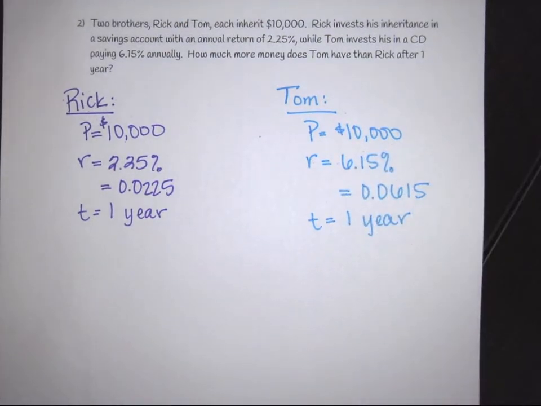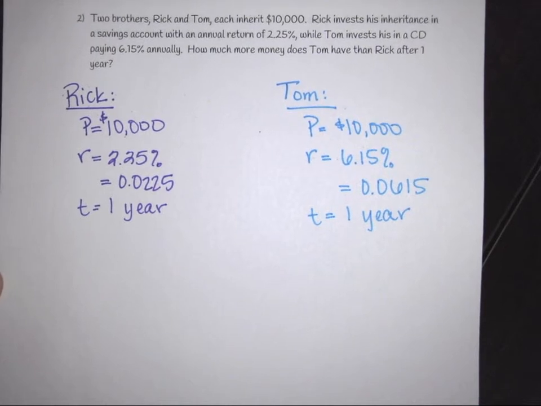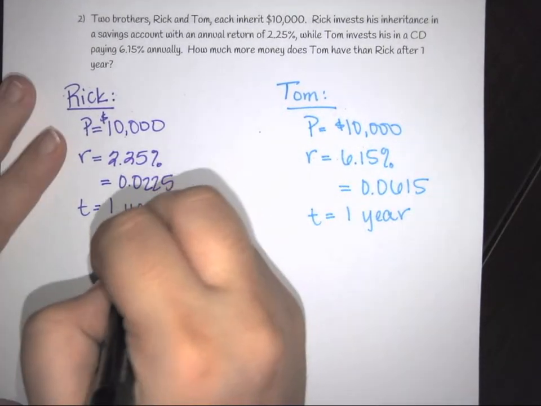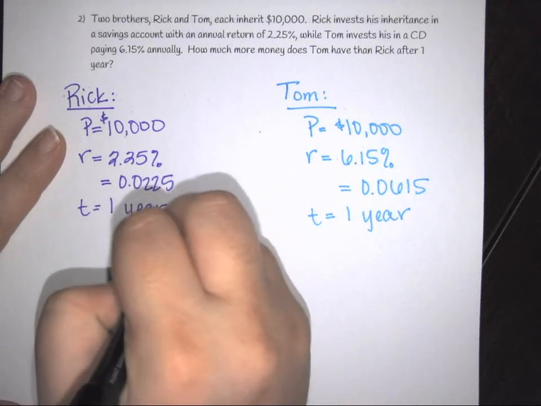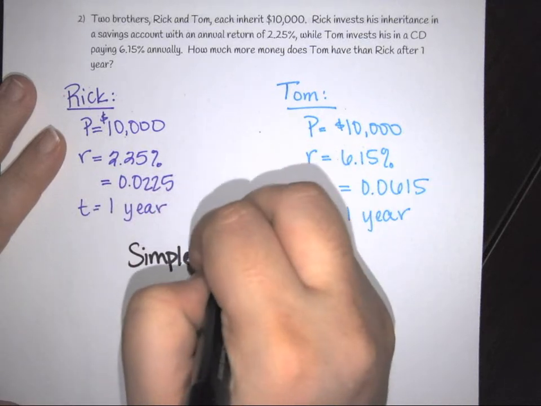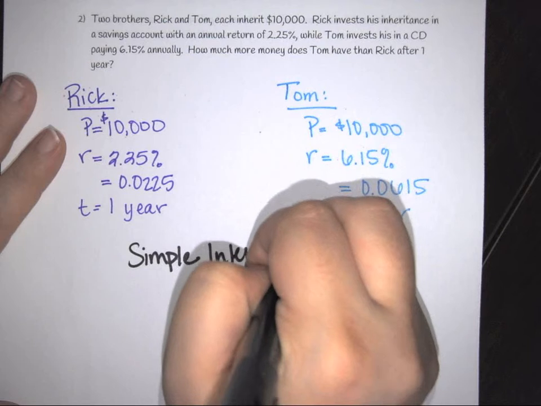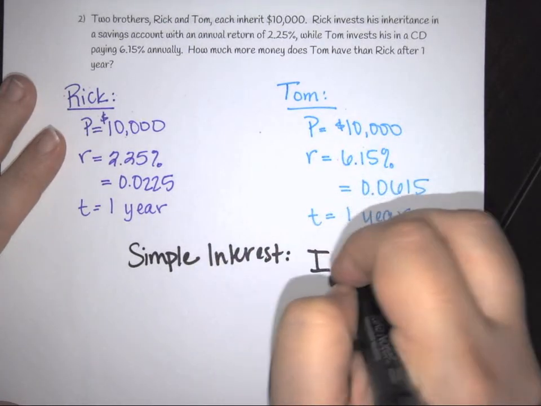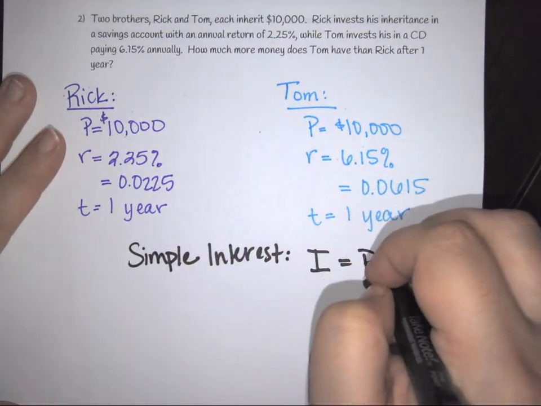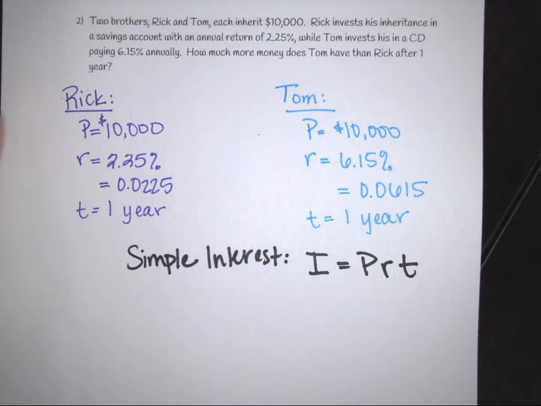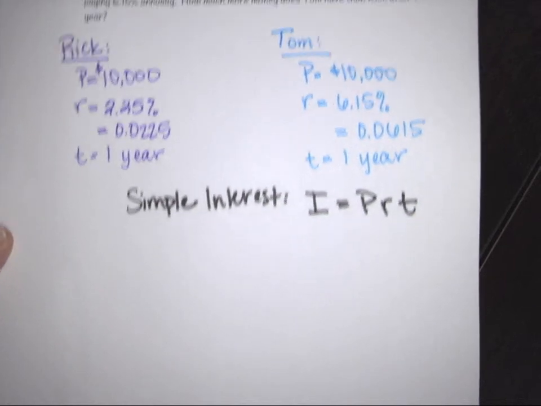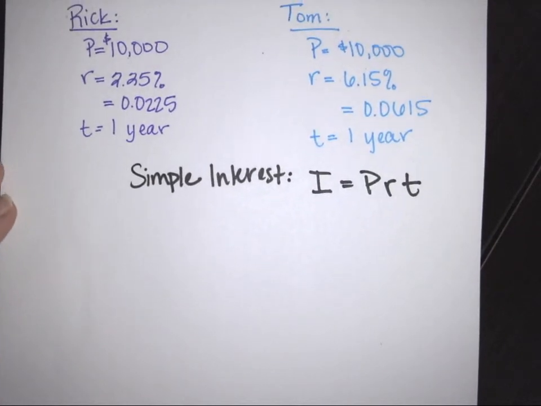The easiest way to figure out who has more money after a year is going to be to use simple interest. So I want to use your simple interest formula, which says I equals PRT, where P is your principal, R is your rate, and T is your time. I need to calculate the simple interest for both Rick and Tom and see what I've got.